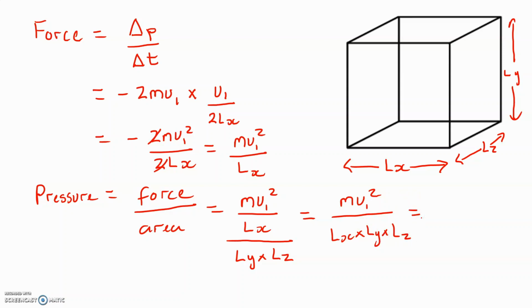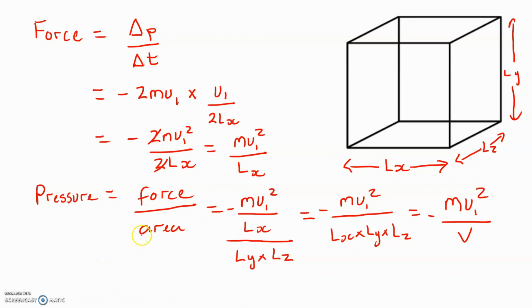And that simplifies down very nicely, because if you look at what Lx times Ly times Lz equals, they are the dimensions of the box, which is equal to the volume of the box. So our formula for pressure becomes mu1 squared over the volume. I don't want to lose that minus sign, so I will put that back in so we haven't lost it. So there is our equation for the pressure that the particle applies to the right hand side of the wall.